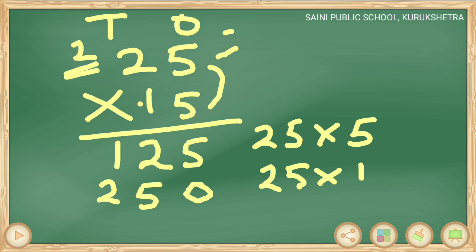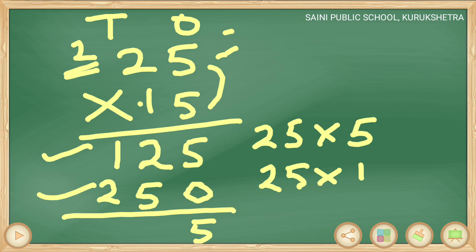Okay. Now here are two numbers. We can add these two numbers now. So our answer is 5. 5 plus 0, 5. 5 plus 2, 7. Here 2 and here 1. 2 plus 1, here 3. So our answer is 375. It means the cost of 15 pens is rupees 375. We can find the cost of 15 pens.